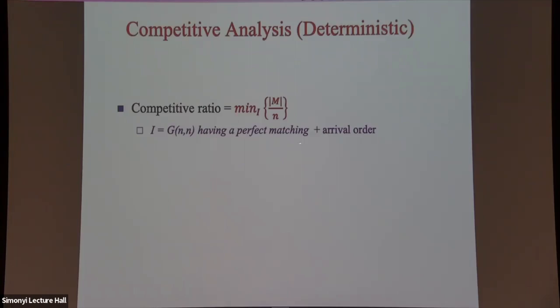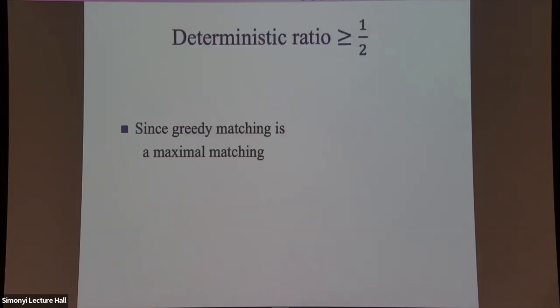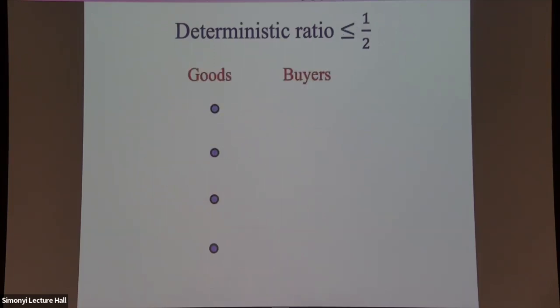And another way to view it, which I find much simpler, and I think most people find it much simpler, is to think of it as if an adversary who knows our algorithm, a deterministic algorithm, picks the graph and the arrival order. Okay, and we see the worst case right there in that worst case graph and arrival order, right? So it's very easy to see that the deterministic competitive ratio is at least a half, because our algorithm is greedy. It'll always match a buyer if it's possible. So it'll yield a maximal matching, and that's at least half the maximum matching. So, and moreover, you cannot do better.